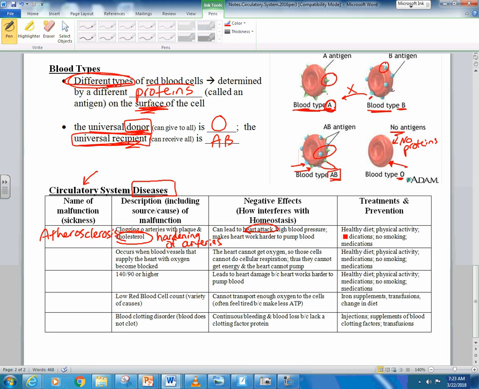The way to avoid this is a healthy diet and physical activity. In addition, no smoking. The way that they can actually treat this, a hardening of the arteries, is with medication.